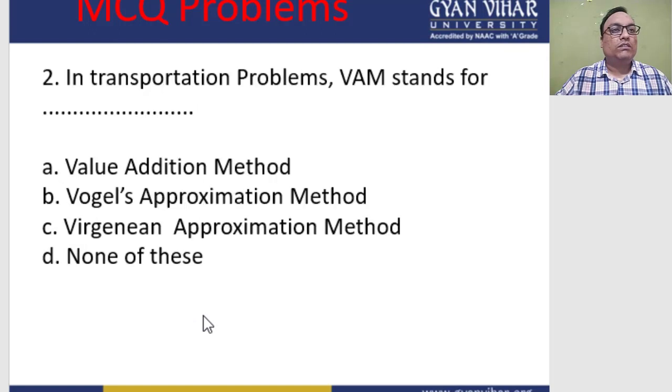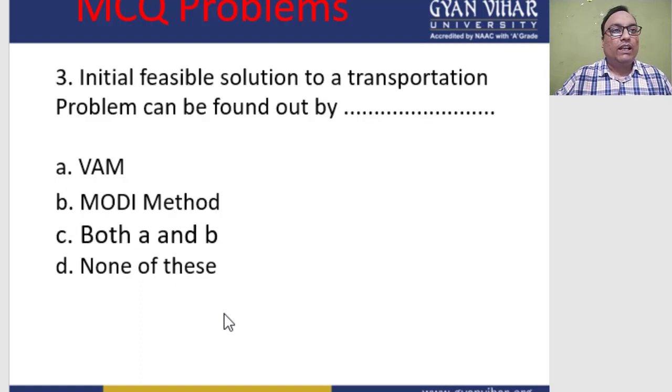Then question number 2. In a transportation model, VAM stands for. These are the four options. A option is value addition method. B option, Vogel approximation method. C is Verginian approximation method. And D is none of these. So the correct answer of this question is Vogel's approximation method. B is the correct answer for this problem. And then move to question number 3.